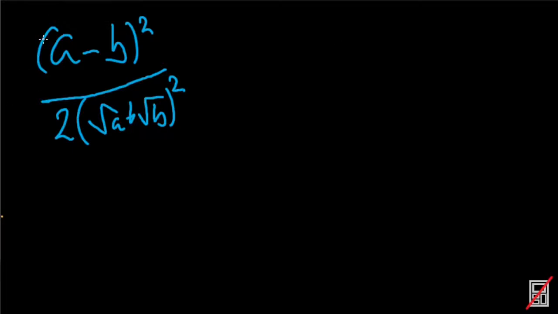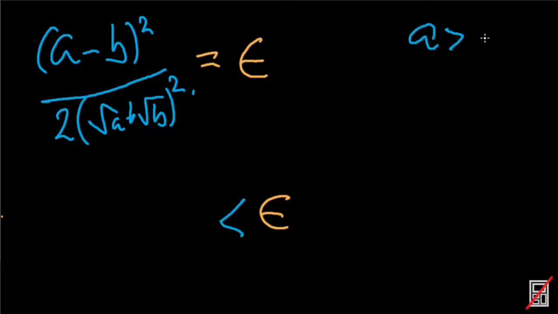For instance, let's say we want to find something that is smaller. Now, we've said that this is equal to epsilon. So what can we do to make epsilon smaller? We can make this denominator bigger. So first off, let's just say that a is the bigger one of the two. Then, if we replace both of these by a, this will actually end up being smaller.